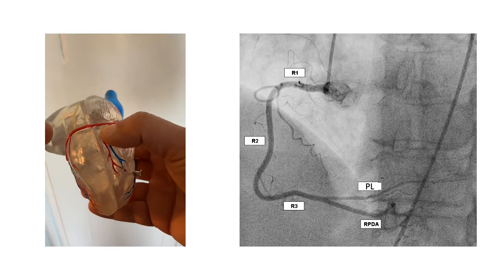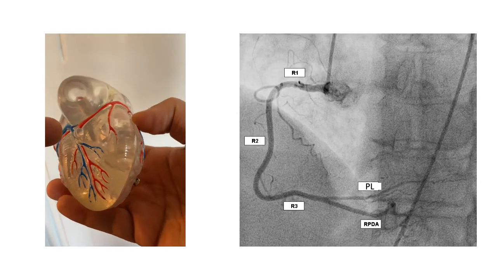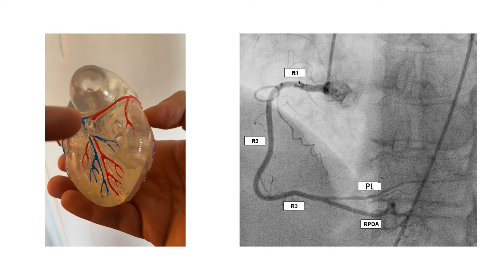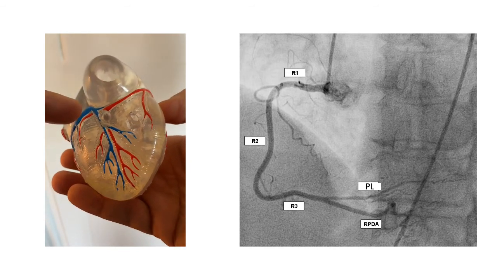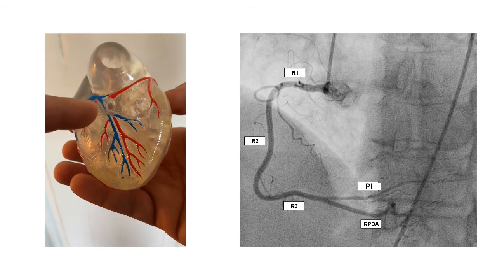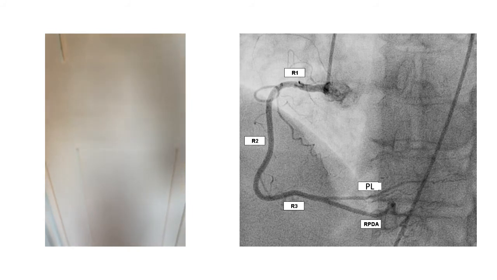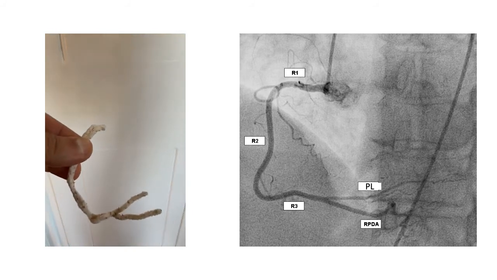Now the RCA tracks posteriorly and leads to the PDA branch in the intraventricular groove, and the PL branch can emerge, but there are variations possible. So that said, we will move to the RCA and look at that.